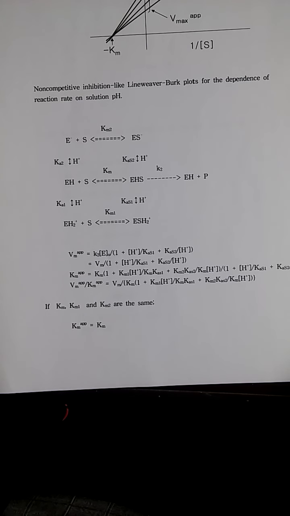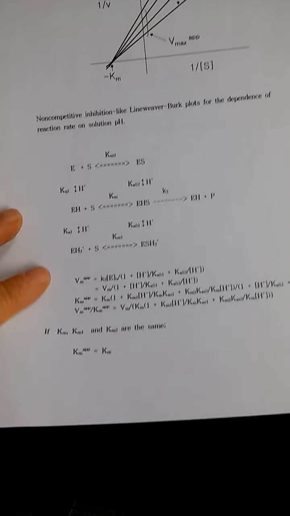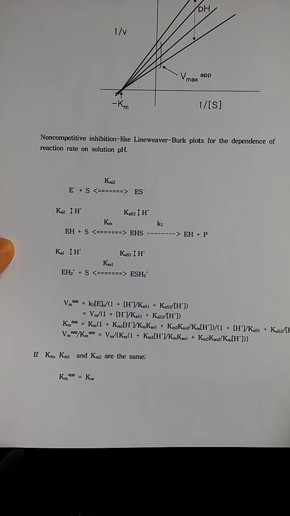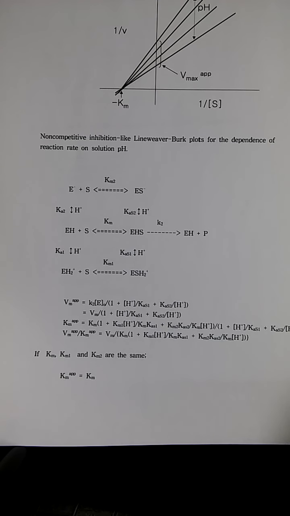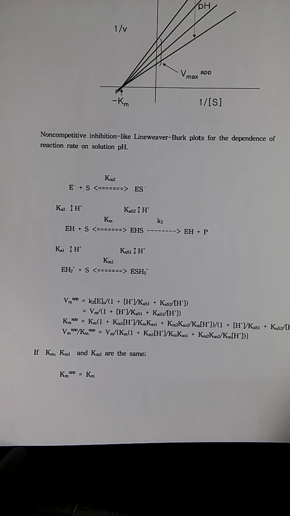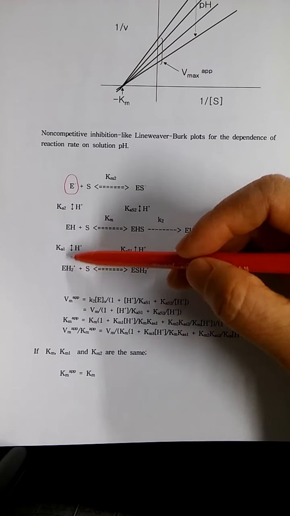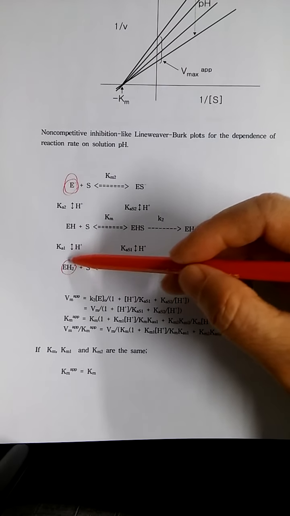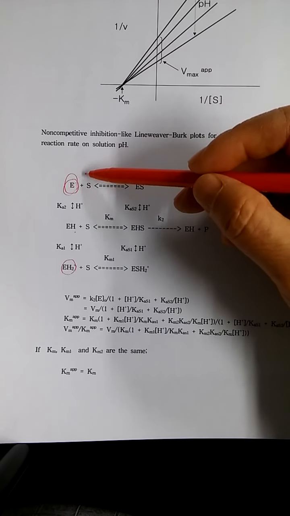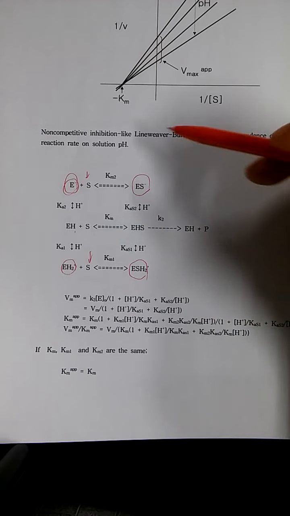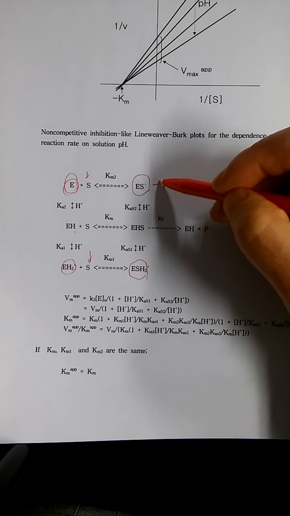Probably the most complicated case can be shown here. Okay, so this is like a non-competitive inhibition mechanism, and as you can see, these protonated or deprotonated forms of free enzyme can also bind substrate to form the ES complex, but they are not active. Okay.